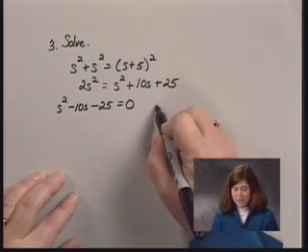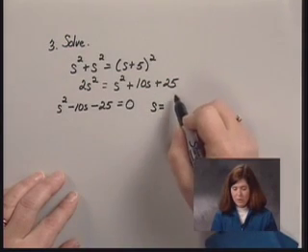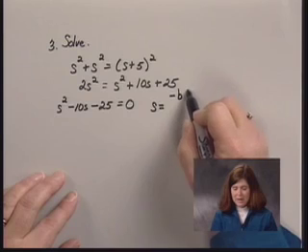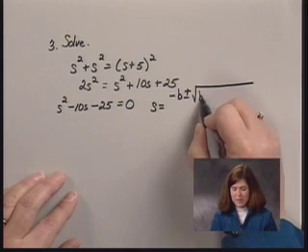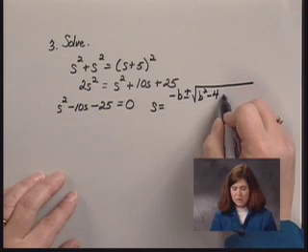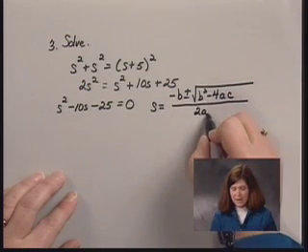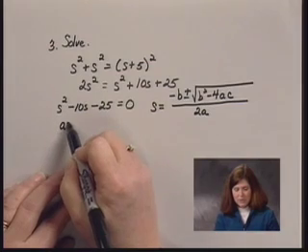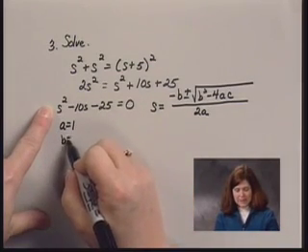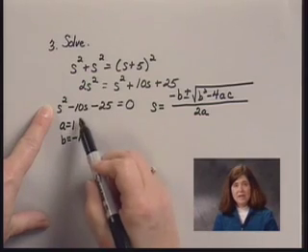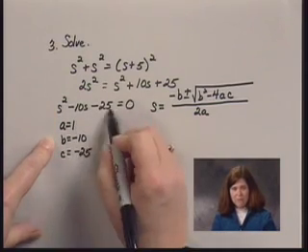The quadratic formula states that in this case the variable is s. S is going to equal the opposite of b plus or minus the square root of b squared minus 4 times a times c all over 2 times a. And here a is 1 because s squared is 1 times s squared. B is negative 10 from the negative 10s. And c is negative 25 from the remaining term.